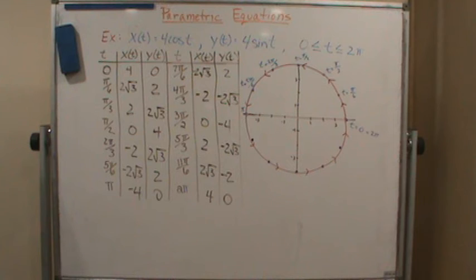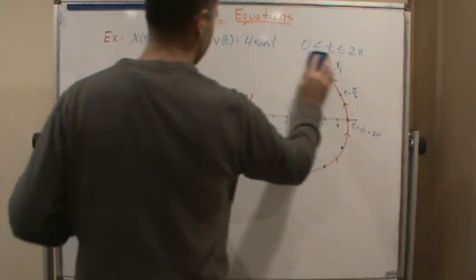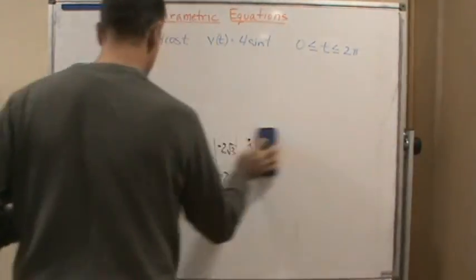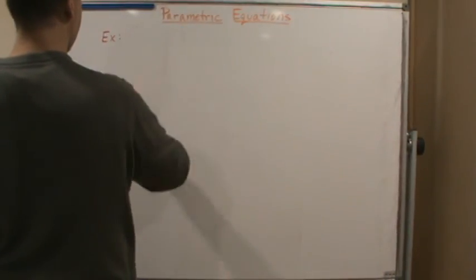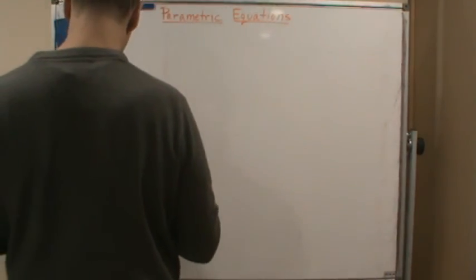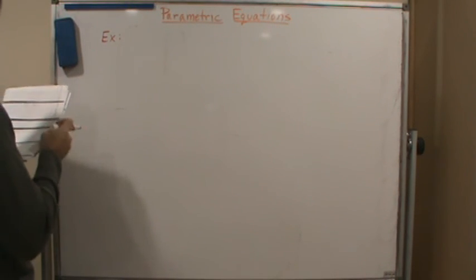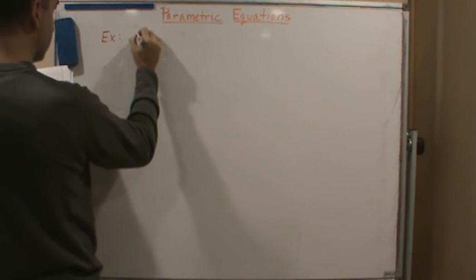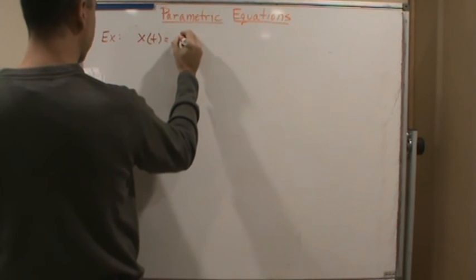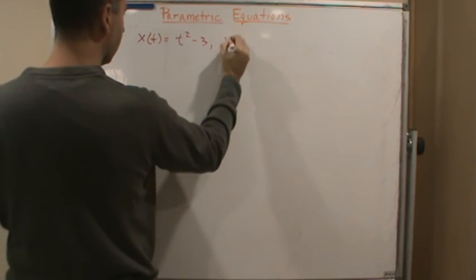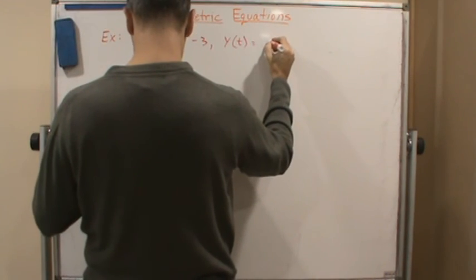Okay, so now, here's one for you guys. Sketch the curve described by the parametric equation. So we've got x of t is equal to t squared minus 3, y of t is equal to 2t plus 1.